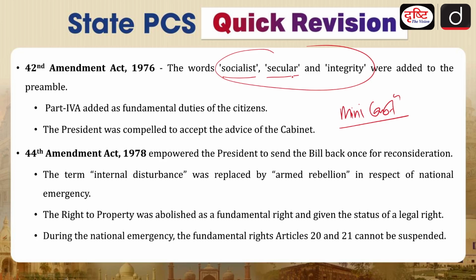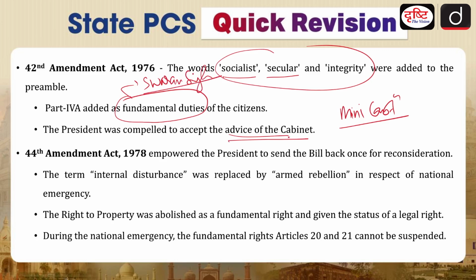Then we also added the fundamental duties. Fundamental duties were added in Part 4A of the Constitution. Know that they were added on the recommendation of the Swaran Singh Committee. The president was compelled to accept the advice of the cabinet. That is another change which was made under the 42nd Amendment Act.